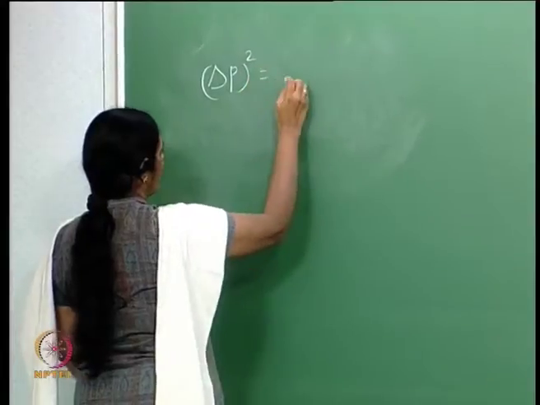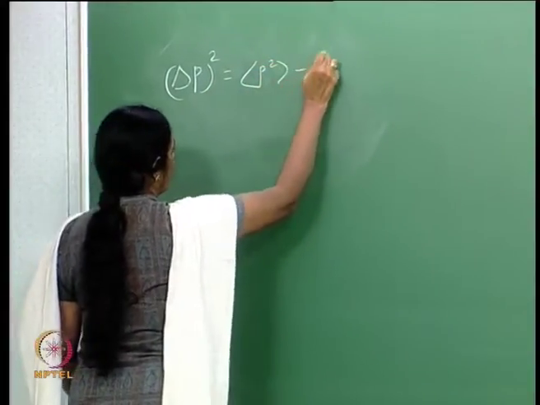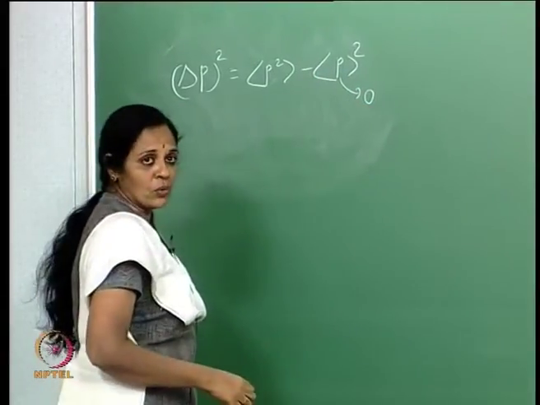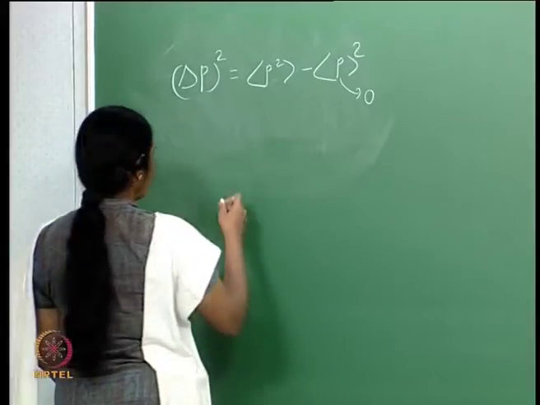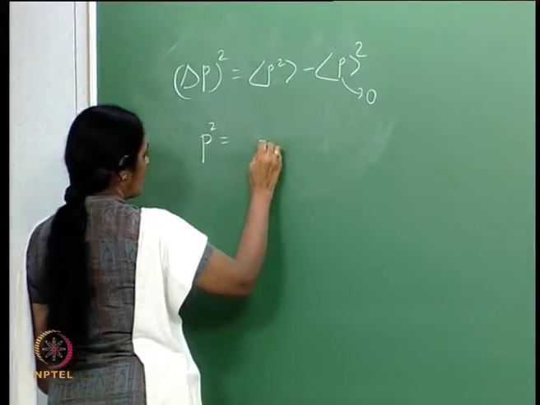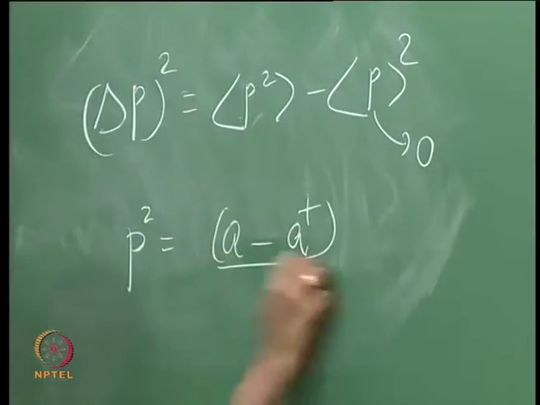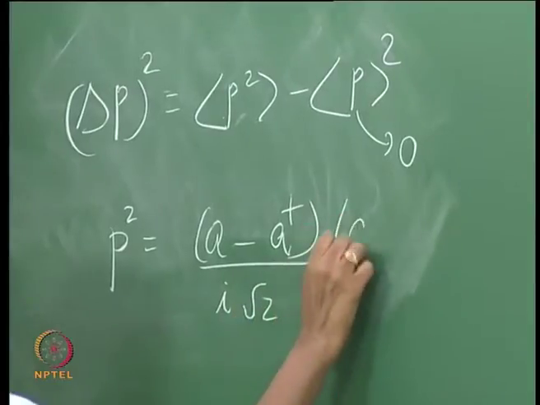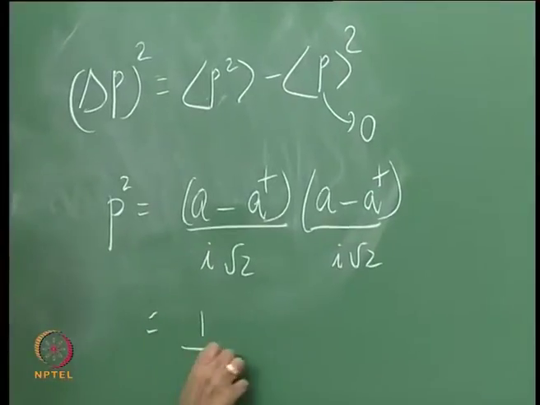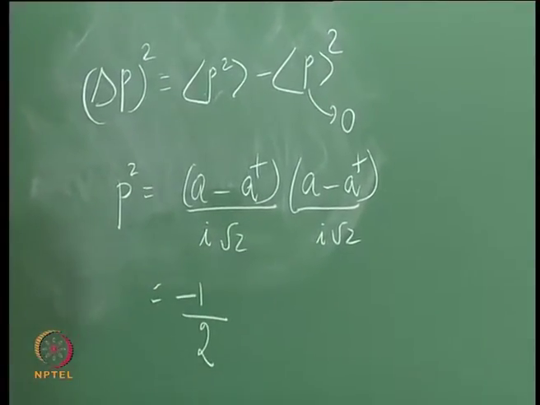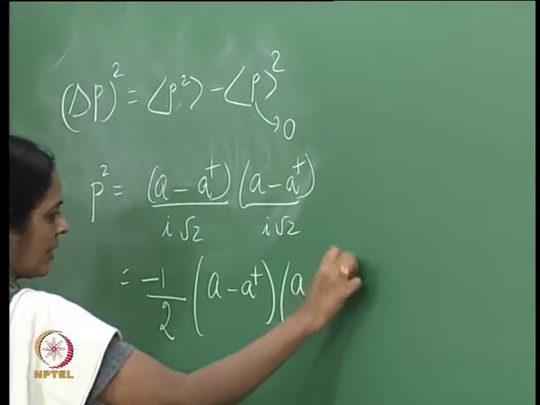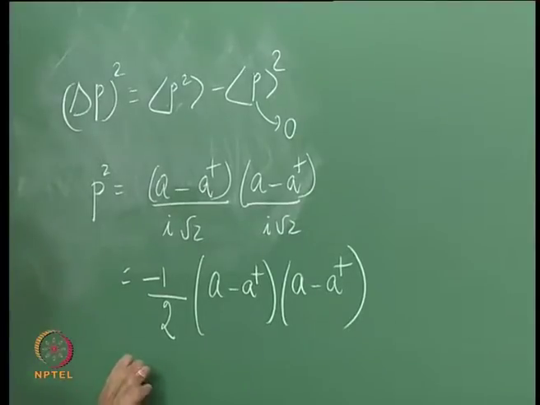Delta p the whole squared is expectation p squared minus expectation p the whole squared. We have just shown that this object is 0 in any state n of the oscillator, and therefore, I need to compute expectation p squared. p squared is (a minus a dagger)/(i root 2) times (a minus a dagger)/(i root 2), and this object is minus half (a minus a dagger) times (a minus a dagger).